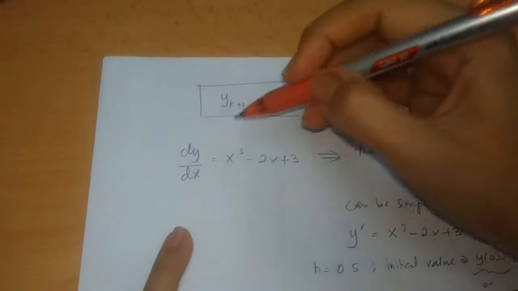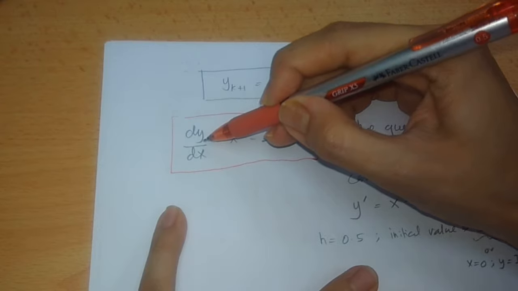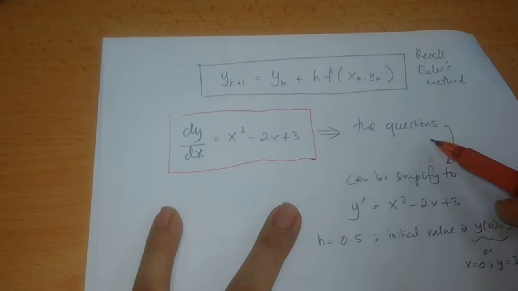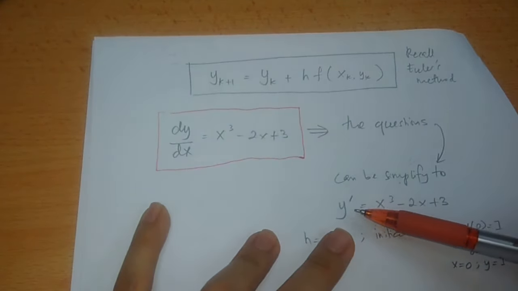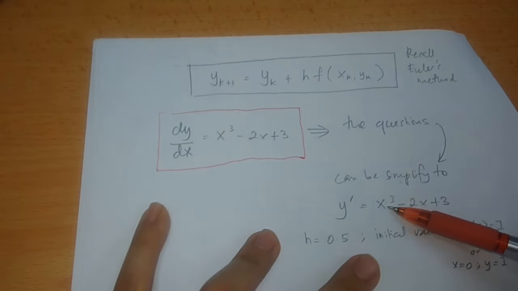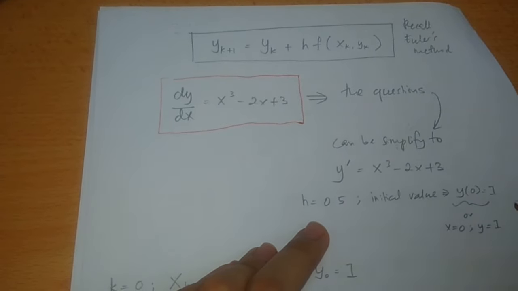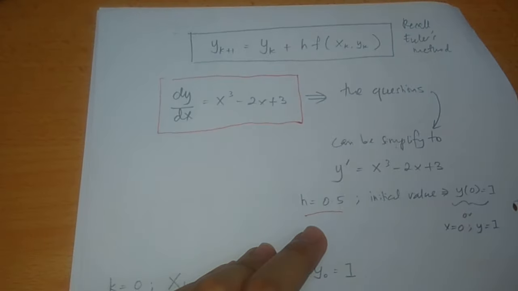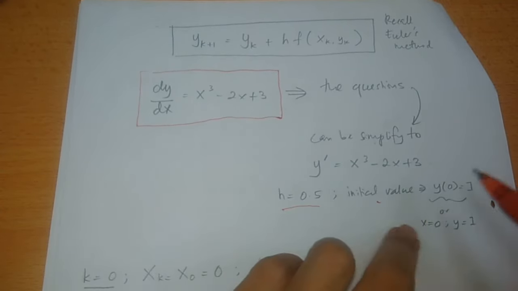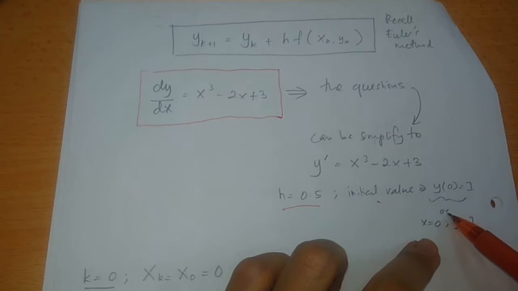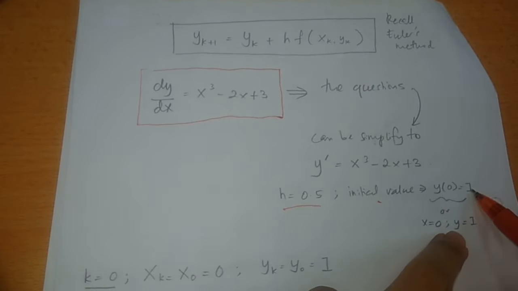Remember that this is given in your equation. This is what you are trying to integrate, from the questions. This can be simplified, this is actually y prime, so we simplify it to y prime equal to x cubed minus 2x plus 3. I recall the step size that we are going to use is h equal to 0.5 with the initial value. Remember the initial value that was given before? It is y0 equal to 1, or you can simply say when x is equal to 0, y is equal to 1.